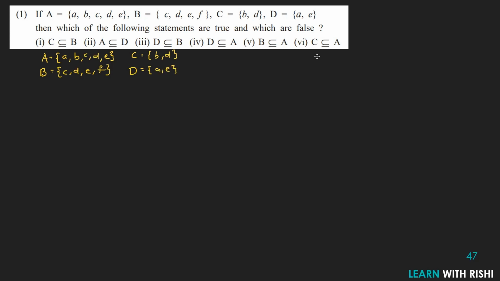So first question, C is a subset of B. Now they have told us C is a subset of B. It means that every element which is in set C must be present in set B. So how many elements are present in set C? B and D. And in set B, the elements are C, D, E, F. So if you observe, the element B from set C is not present in set B. So the statement is false.